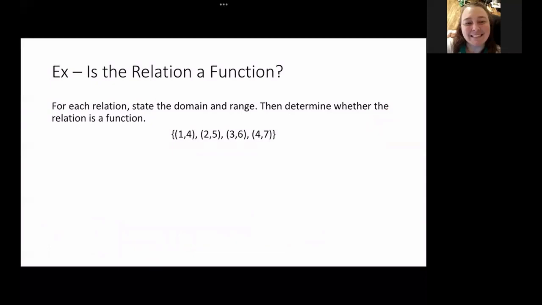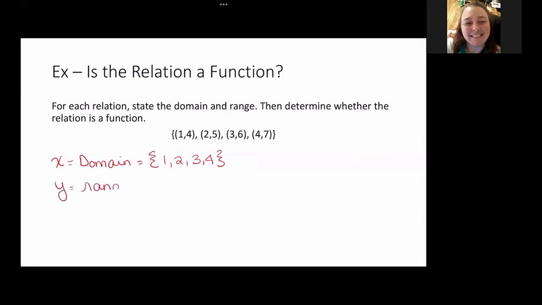Okay, now for each relation, domain and range. So here, instead of having them in the graphical way, we've got them actually in XY pairs. So our X is going to be our domain, right? Which is going to be what? I can read my X's going across. So 1, 2, 3, 4. Okay, the y is the range, and that's going to be 4, 5, 6, 7. And again, they were nice. They put them in order for us.